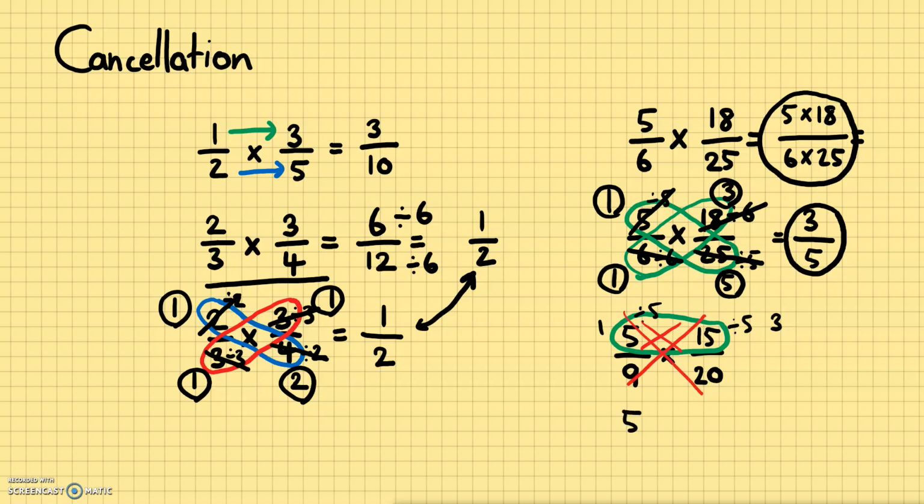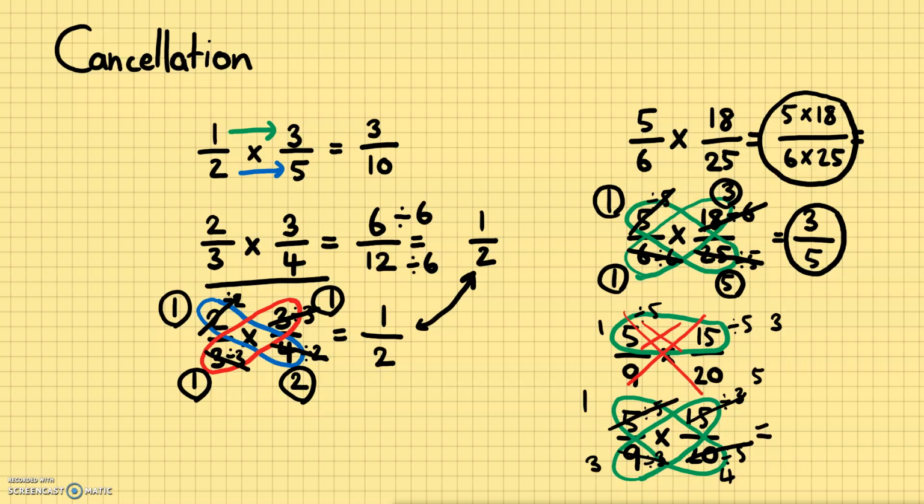Instead, we'll have to cancel, rather, 5 and 20 because they are on the opposite sides. So now we can cancel this by 5, this by 5, and we get 1 and 4. And we can do the same thing with 9 and 15. You can divide both 9 and 15 by 3. So we'll get 3 on this side and 5 on that side.